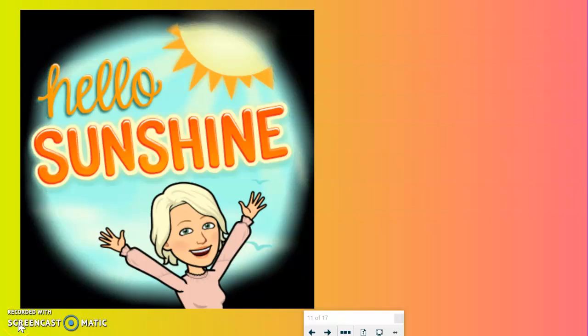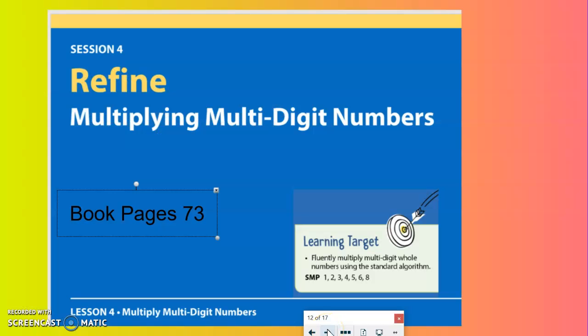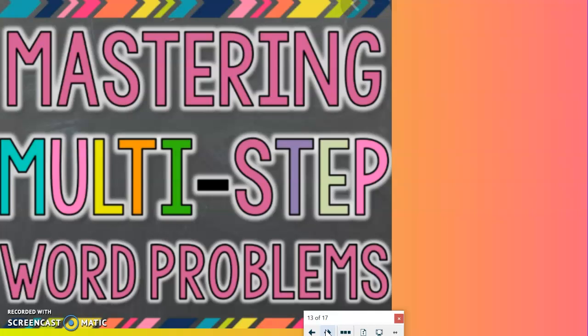We are going to be working still on multiplication. So we are going to be getting out our math book and getting into page 73 of our math book. So go ahead and open your math book up to page 73. We are still going to be working on mastering multi-step word problems. And again, multi-step means that there are more than one step involved in the multiplication process. So you have to complete more than one step to get to your answer.